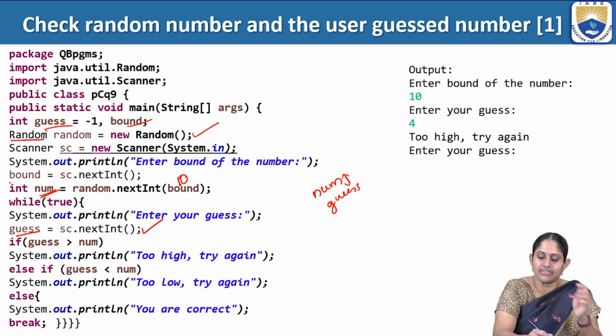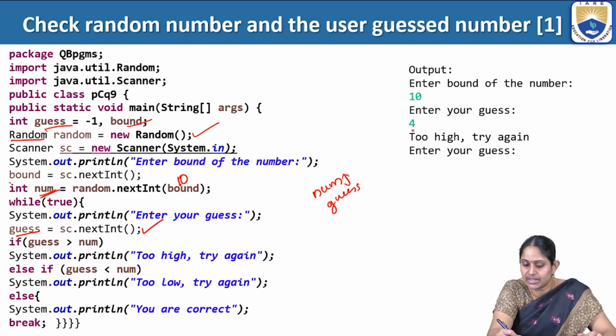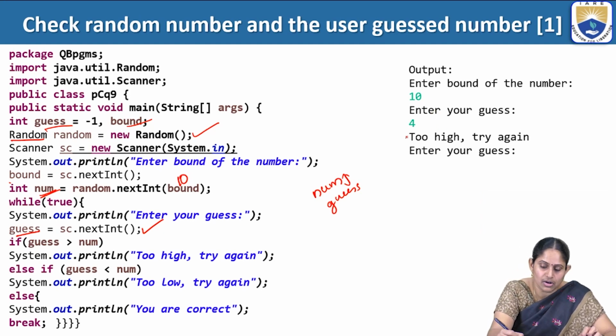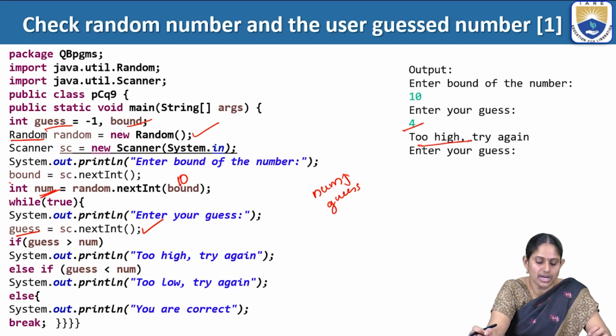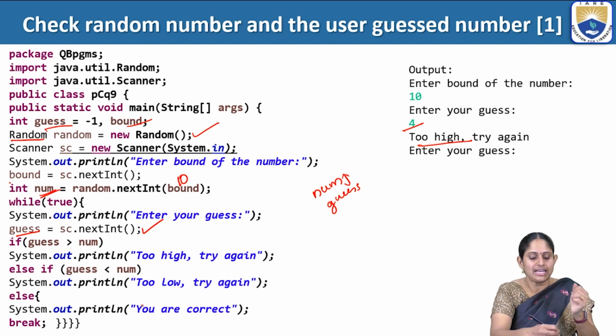So let's say we have given the bound as 10. Now the system will start generating numbers at random. Let's say in the first case it got some number, which was taken into num, and guess is the one we gave. So we gave the element 4. What happened? The number generated by the system and the guess were not equal. So we got the message too high, try again. Since they are not equal, it will repeat.